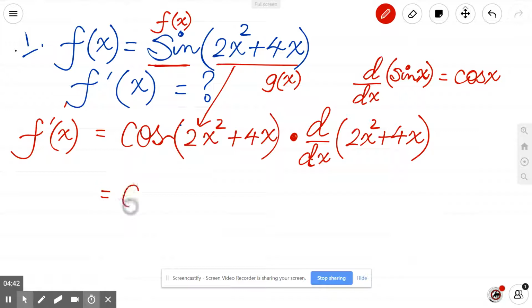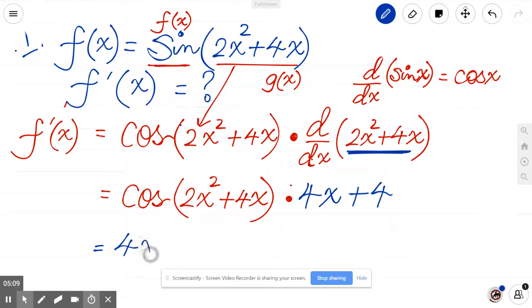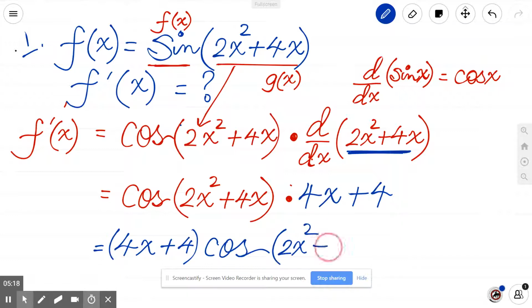So now your answer will look like cos of 2x squared plus 4x times, you can calculate the derivative of this function using power rule. The derivative will be 2 times 2, 4x plus 4. So now let us just write it in a nicer way. We can always bring the 4x plus 4 piece first, and then cos of 2x squared plus 4x is the derivative of your given function.